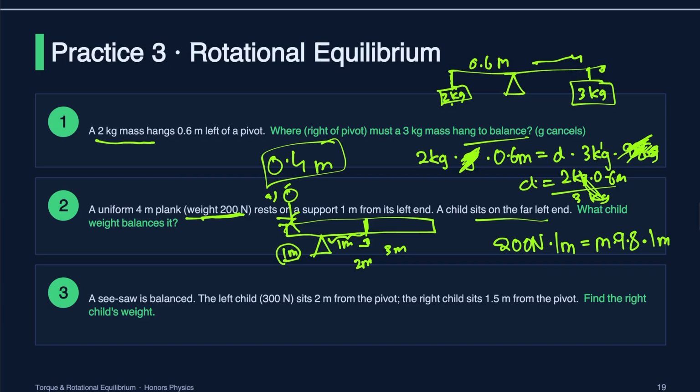So m is just equal to 200 divided by 9.8, or 20.41 kgs. So pretty heavy plank, I would say. That makes sense, right? Because usually if a kid sits somewhere on a plank or a seesaw, the thing's going to go up. If it's not going to go up, that means there has to be a lot of mass weighing down on this side.